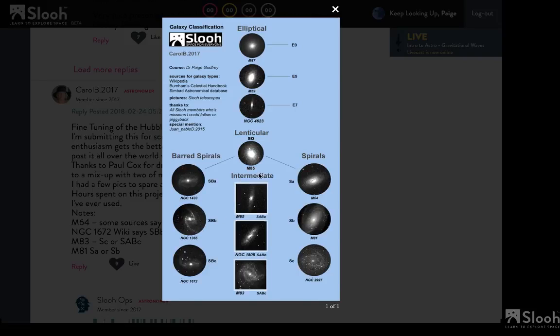And I love that she has put the intermediate galaxies on here as well, ones that kind of look like they're a little bit of both. They almost look like a normal spiral, but then they might also look like there's a bar running through the center. So really fantastic job, Carol. We're very proud of you.